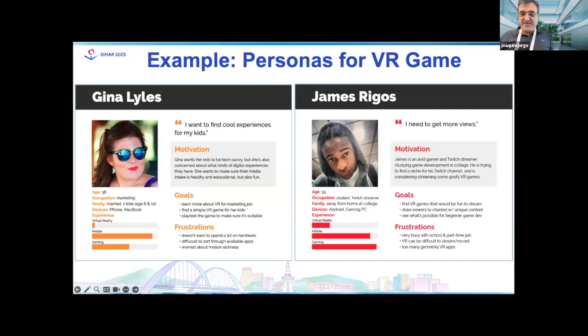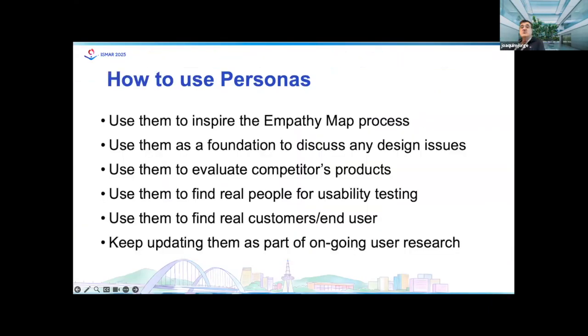So what are they good for? Use them to inspire empathy maps, use them as a foundation to discuss design issues, use them to evaluate competitors' products, and use them to find real people for usability testing, so you know what the characteristics are for a persona. And it's important if you want to write papers about your VR system, at least for VR and ISMAR, you need to explain how you have made an effort to address the needs of the real people who are going to use your system.